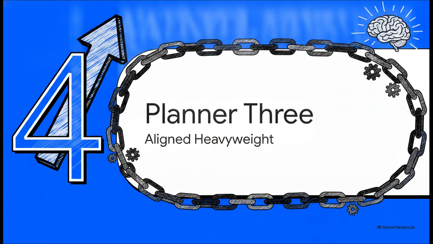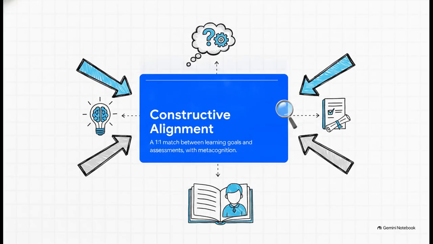All right, Section 4, Planner 3, the aligned heavyweight. This is where things get incredibly ambitious. Planner 3 takes multiple heavy-hitting educational theories and synthesizes them into one massive framework. At its core is John Biggs' theory of constructive alignment. This strictly requires a one-to-one match between your learning goals and your assessments, no exceptions. On top of that, it integrates Flavell's research on metacognition, requiring actual dedicated space for students to reflect on their own skill development. It's a beast of a planner.